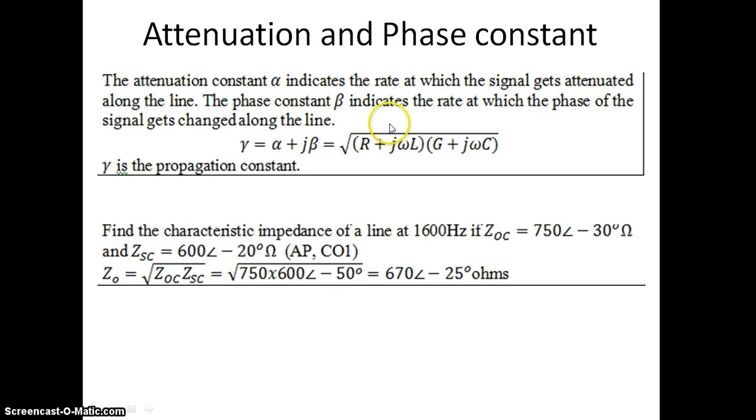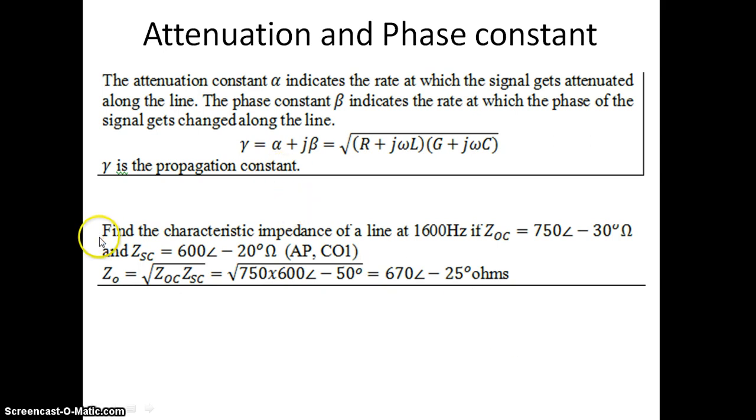Now coming to the attenuation and phase constants. The attenuation constant, denoted by alpha, indicates the rate at which the signal gets attenuated along the line. The phase constant beta indicates the rate at which the phase of the signal gets changed along the line. Gamma equal to alpha plus j beta, which is given by square root of (R plus j omega L) into (G plus j omega C), where gamma is the propagation constant.